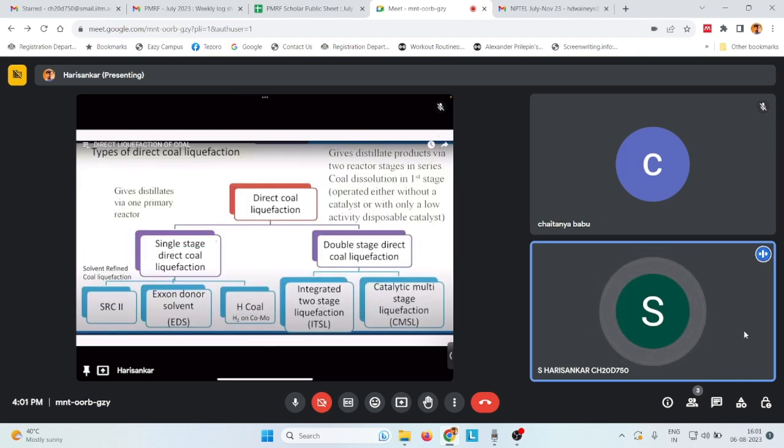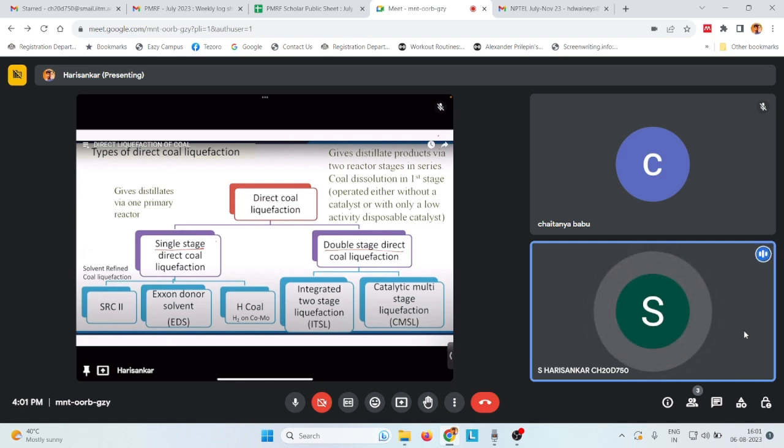And these are just different types of coal liquefaction process. In direct coal liquefaction, you can either have a single stage liquefaction or a double stage liquefaction process. In single stage, you have a variety of processes. For details on each of these processes, I would suggest you refer to the lectures from Professor Mandal. He goes into a bit more detail on these different kinds of liquefaction.